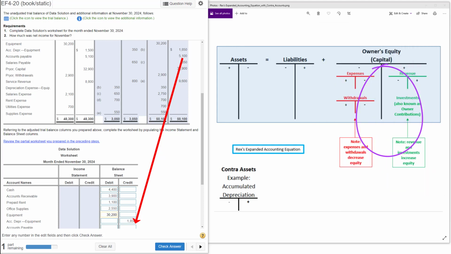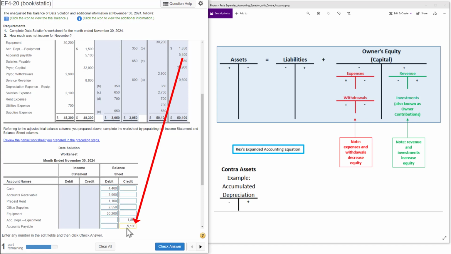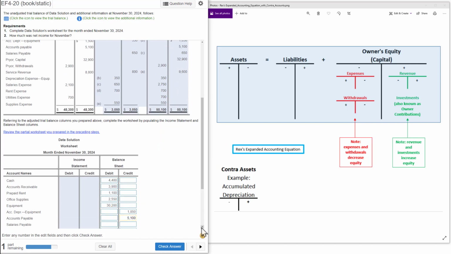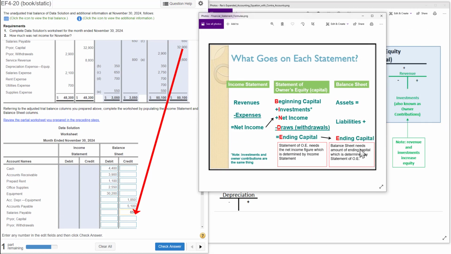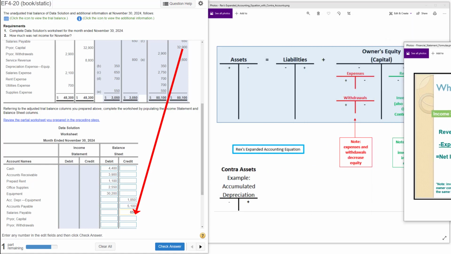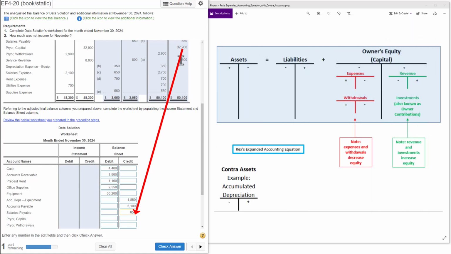And then we need to bring over our liabilities, which is 5,100 for accounts payable, $650 for salaries payable, and then what else goes on the balance sheet? The capital account and also the drawing account. So 32,900 for capital, 2,900 for draws. Don't forget to put it on the debit side.